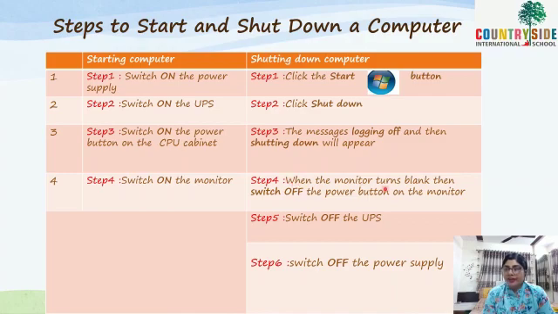When the monitor turns blank, then turn off the power button on the monitor. Then switch off the UPS and then switch off the power supply. And remember, you are not supposed to switch off the CPU button. The CPU gets turned off automatically. Okay, it turns off by itself when we click on the shutdown button. We are not supposed to press the button of the CPU.